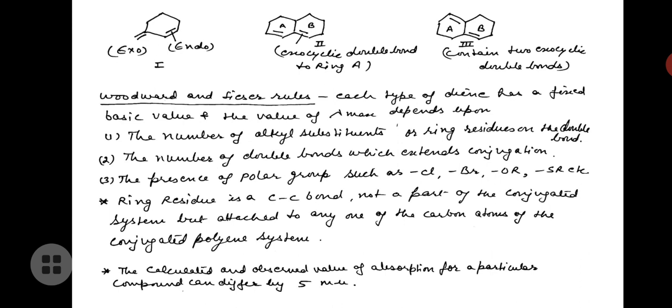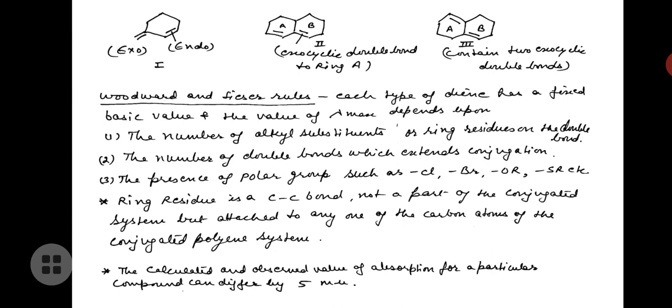Now see the third example. There are two exocyclic double bonds. See the conjugated double bonds. Now see the ring A, outside ring A, there is an exocyclic double bond. And see the ring B, outside ring B, there is an exocyclic double bond. So there are two exocyclic double bonds.